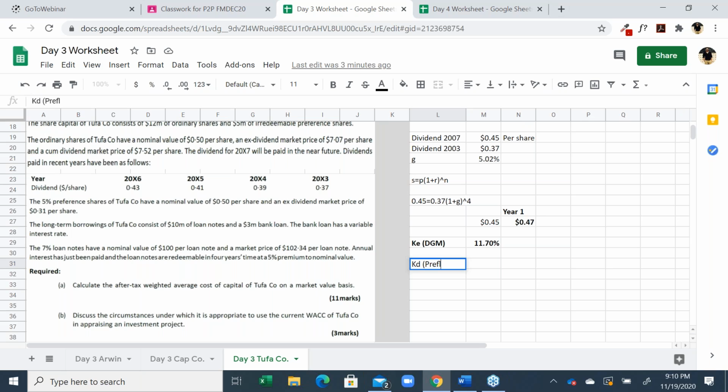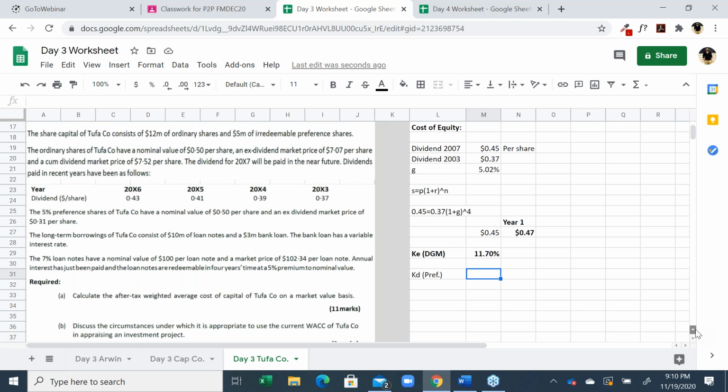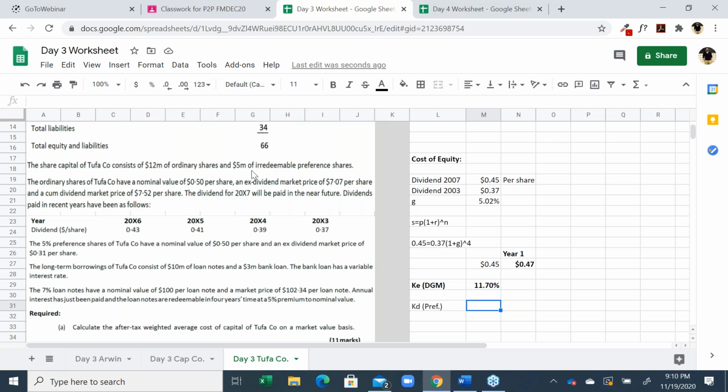Cost of debt of preference shares. The 5% preference shares of Tufa company have a nominal value of $0.5 per share and an ex-dividend market price of $0.31. Okay, and nowhere is it mentioned that it will be redeeming these shares, so we will assume that these are irredeemable shares. And they have mentioned that these are irredeemable. So even if they haven't mentioned this, we should consider them as irredeemable.